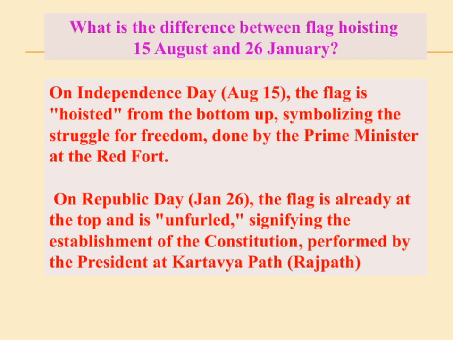So, let's talk about the key differences between flag hoisting on 15 August and 26 January. On Independence Day, which is August 15, the flag is hoisted from the bottom up. This act symbolizes our struggle for freedom and independence. It's a very meaningful moment, and it's usually done by the Prime Minister at the Red Fort. The act of hoisting the flag from bottom to top represents our journey from colonial rule to independence.